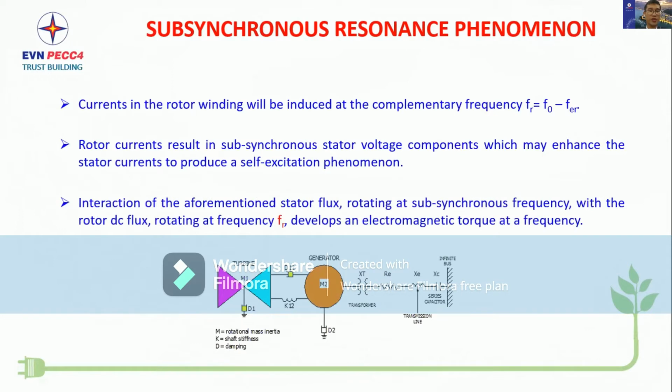So the current in the rotor winding will be induced at the complementary frequency FR equal to F0 minus FER. Rotor currents result in sub-synchronous stator voltage components which may enhance the stator currents to produce the self-excitation phenomenon. And the interaction of the aforementioned stator flux rotating at sub-synchronous frequency with the rotor DC flux rotating at frequency FR develops an electromagnetic torque at a frequency.